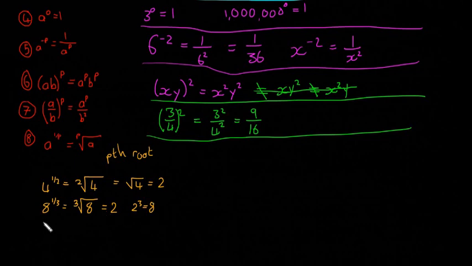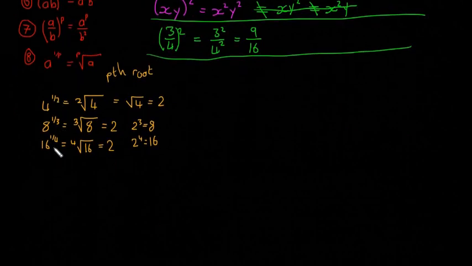And then again, you can keep going in this fashion. So you can have 16 to the power of 1 over 4 is equal to the fourth root of 16. And that's again equal to 2, because 2 to the power of 4 is equal to 16. So it keeps going like that. So basically what this rule means is if a is to the power of 1 over a number, then it's that number root, or the pth root, if you will. It's kind of hard to say.